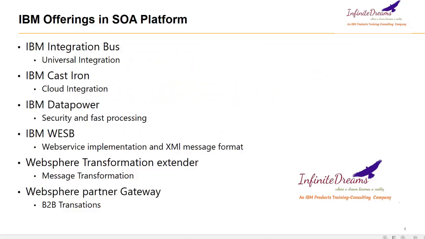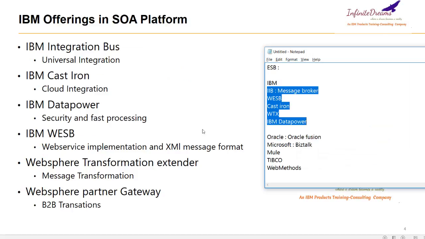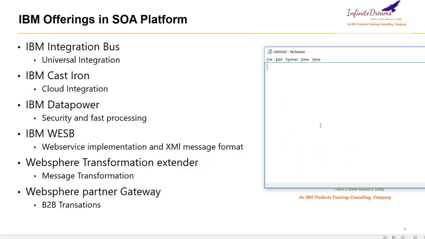As we see in this slide, IBM has tools like IBM Integration Bus, IBM Cast Iron, IBM DataPower, WESB, WTX (WebSphere Transformation Extender), and WebSphere Partner Gateway, WPG. All of these tools are ESBs, as we see here. It means all these tools will do jobs like message routing and message transformation.